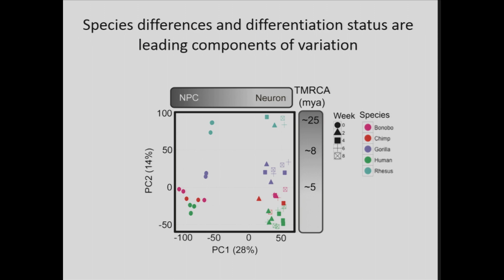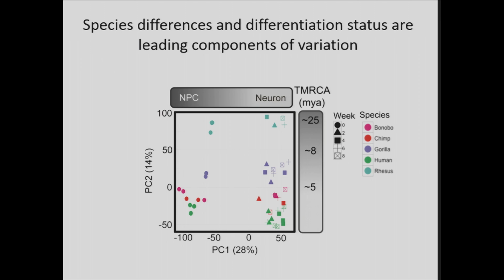As we move up on principal component 2, we see a separation of the species. So the second most important piece of variation is the species. On the bottom in green, we have human, and they sit next to the bonobo and chimp in red and pink, then the gorilla in purple, and finally, far away is the rhesus. So not only do they separate on species, but they actually separate based on evolutionary time.